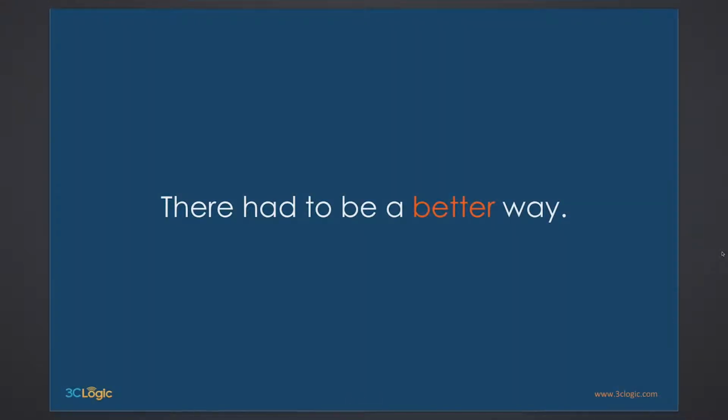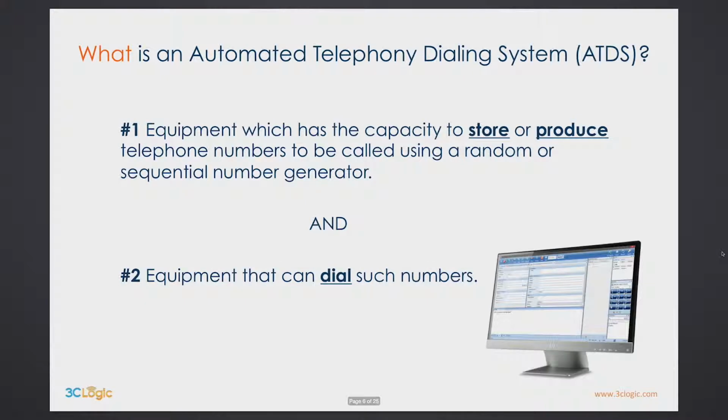Technology came up with an answer, which was the automatic telephony dialing system, or as most people in the industry know it, a dialer. What an ATDS is, it's a piece of equipment or system that has the capacity to store or produce telephone numbers to be called using a random or sequential number generator, and that can actually make the calls to those numbers.